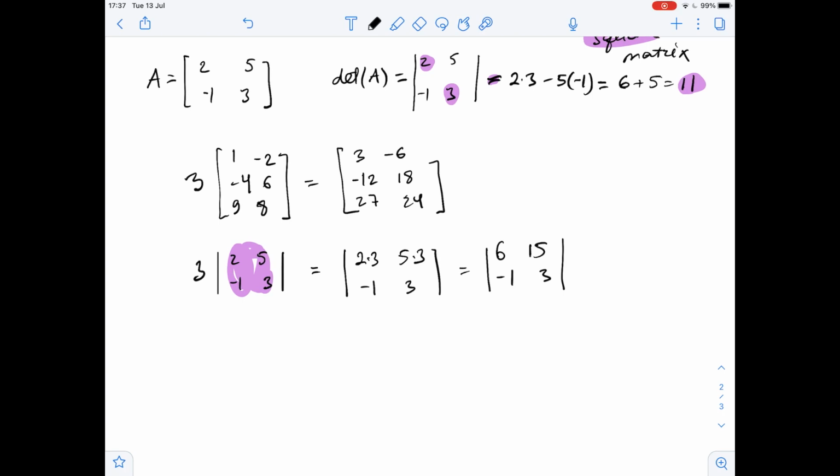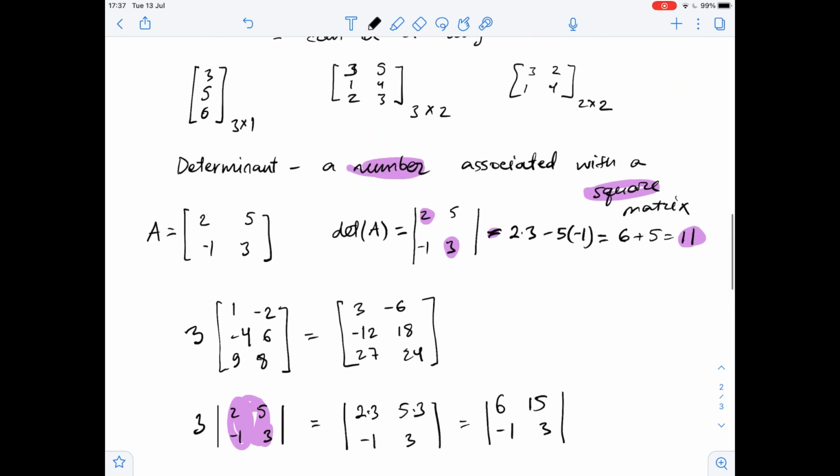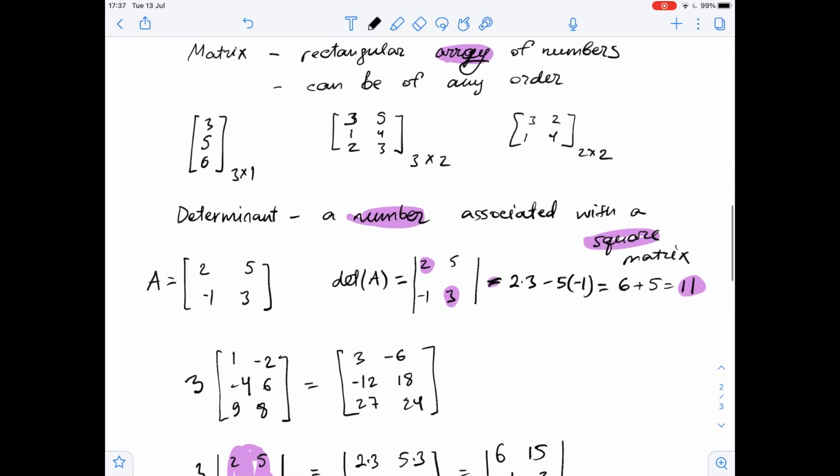You also can multiply, for example, the second row of this matrix by a scalar number 3. So if you multiply a determinant by a scalar number, you only multiply one row or one column. But when you multiply a matrix by a scalar number, you multiply each entry of all rows and columns. So yeah, these are the main differences between matrices and determinants. But still, the most important thing to remember is a matrix is not a number, it's an array, while a determinant is just a number associated with a matrix.